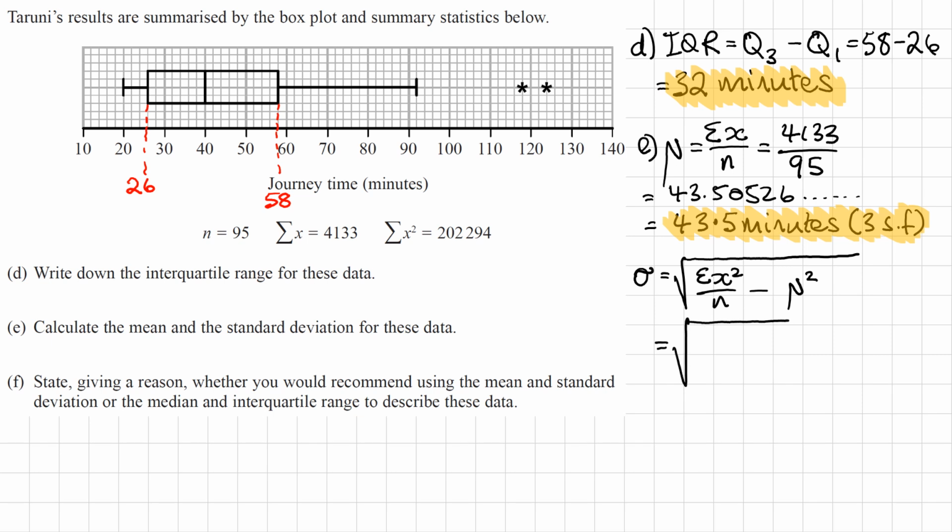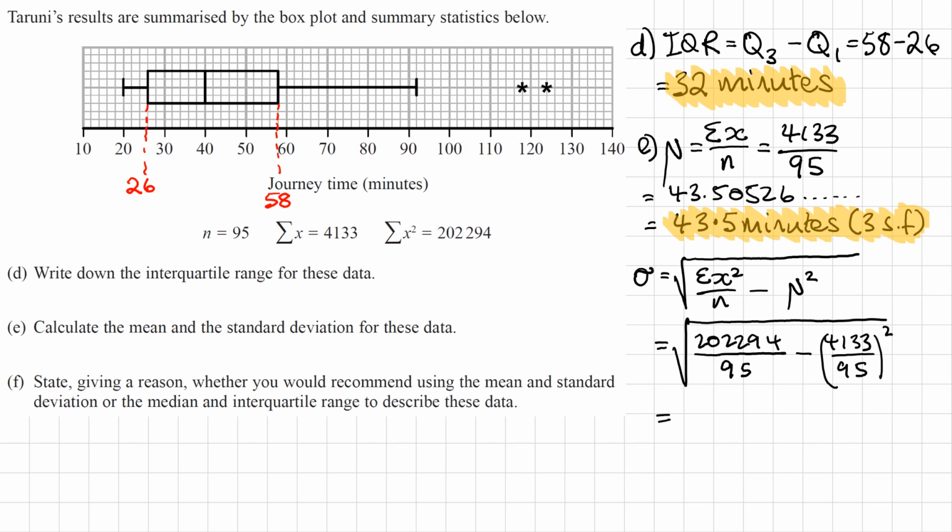Okay, so we've got the sum of x squared, that's one of our summary statistics, 202,294 divided by n, which is 95, minus the mean squared. Now we need to use our exact value, not our rounded answer here. So I could just put 4133 over 95. There's our mean, and that needs to be squared.